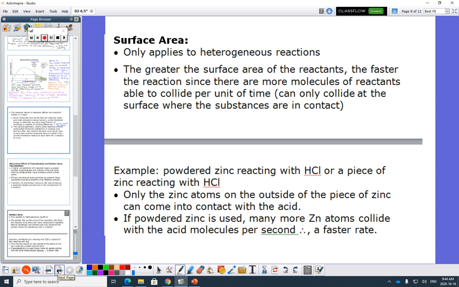Surface area. So again, we use this all the time when you're cooking, or you're trying to speed up a physical change, like getting something to dissolve. You crush it up in order to get it to dissolve faster. So surface area only applies to heterogeneous reactions.